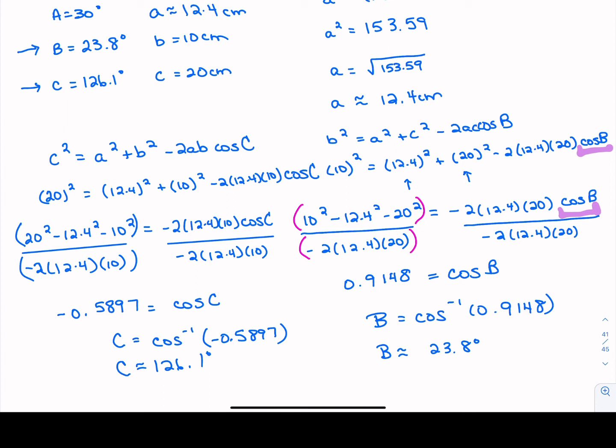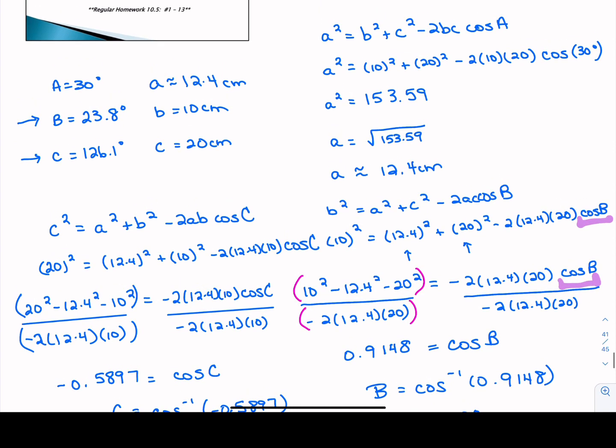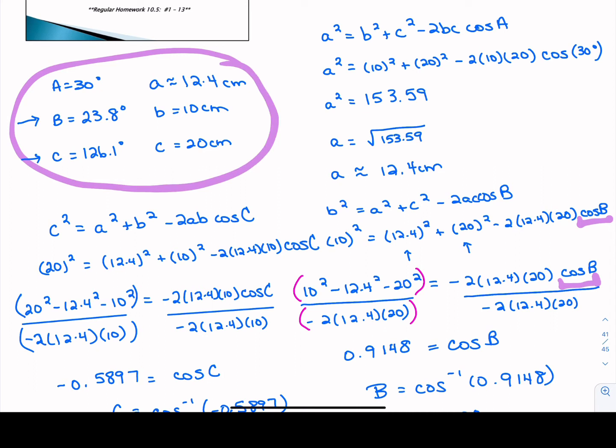So if you add 126.1 and 23.8 degrees and another 30 degrees, we get 179.9 degrees, which is close, but the reason why we're off is because we've used approximate values. 12.4 centimeters was an approximate value. The angles that we're using, once we calculate them, are approximate values, so you could be off by a tenth or so, and that's perfectly reasonable. So we have now solved this triangle. We found all missing sides and we found all missing angles, in this case using the cosine law.